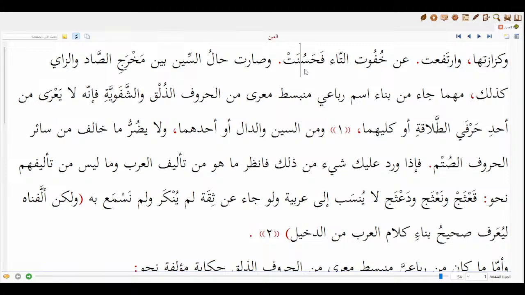So he chose sin. مهما جاء من بناء اسم رباعي منبسط معرم من الحروف الذلق والشفوية فإنه لا يعرى من أحد حرفي الطلاقة أو كليهما. ومن السين والدال أو أحدهما.